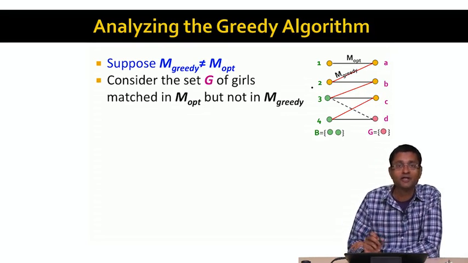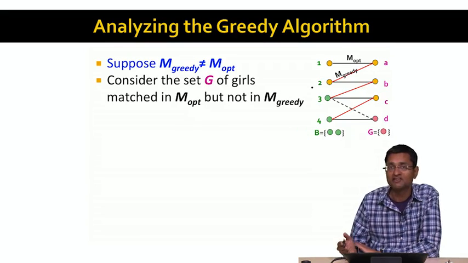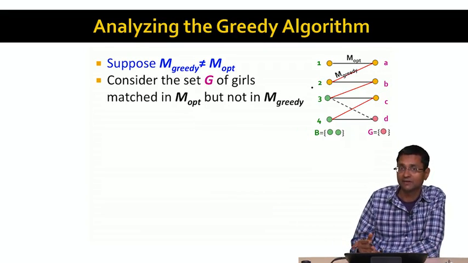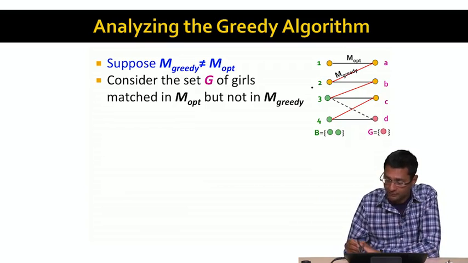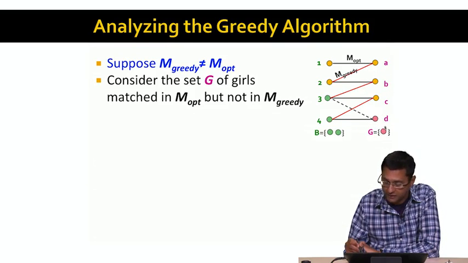Now what we're going to do is consider the set of girls G that is matched in the optimal matching but is not matched in the greedy matching. So here, for example, the girl D is matched in the optimal matching. D is matched to boy 4, but the greedy algorithm doesn't match D. It matches A, B, and C, but not D. And so the set G consists of the single node D in this case.